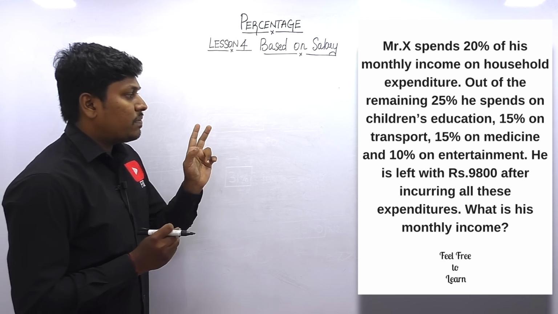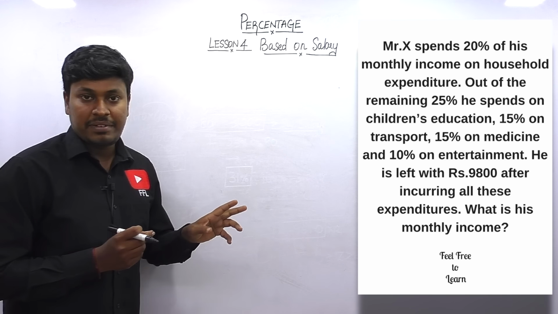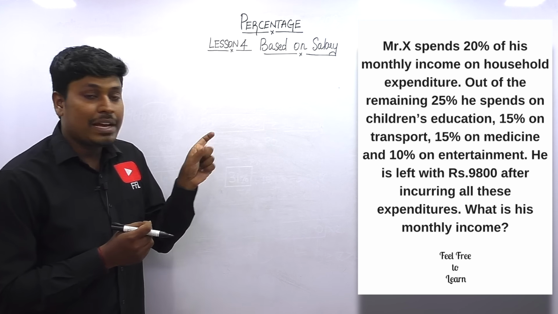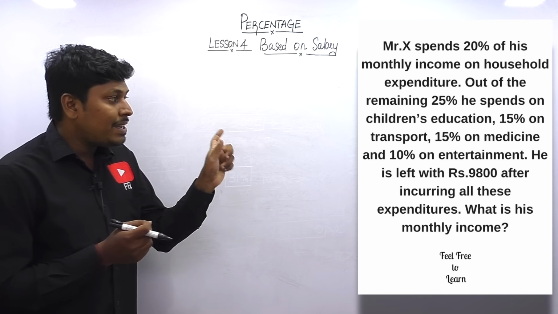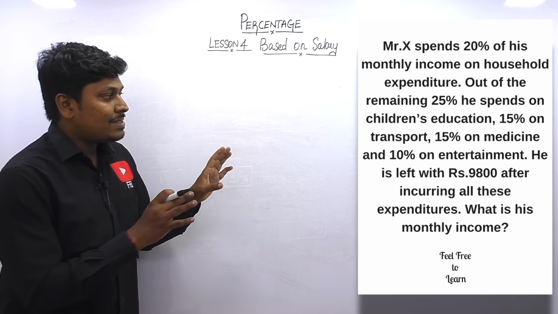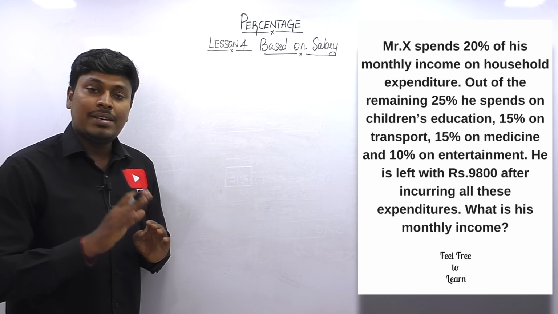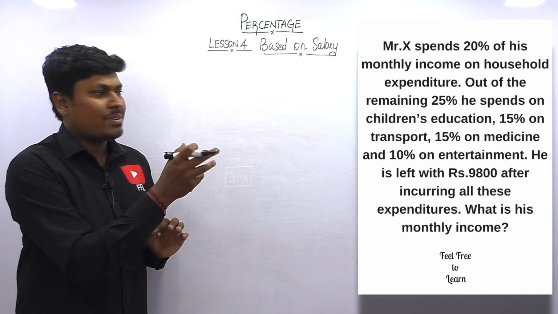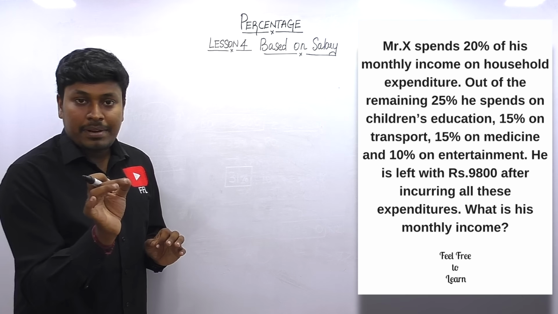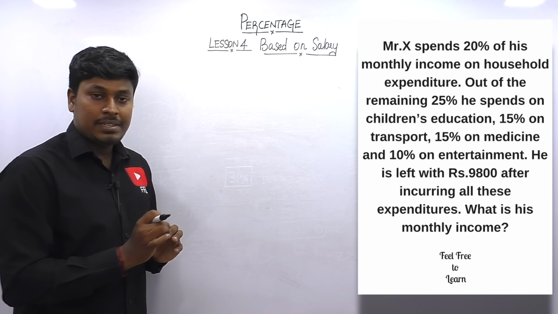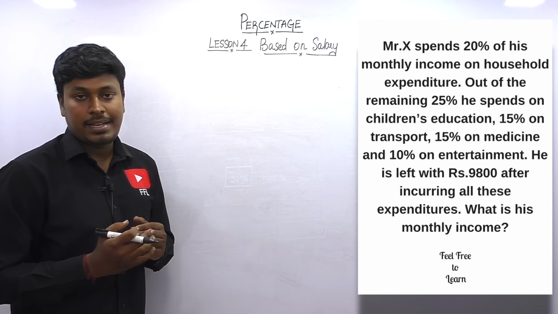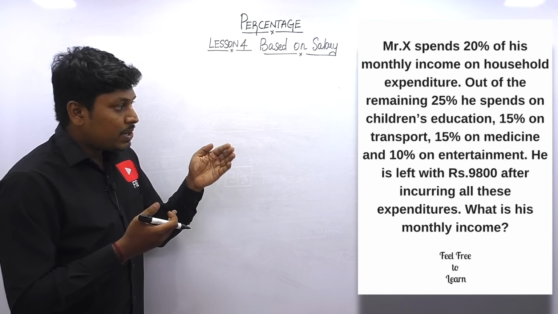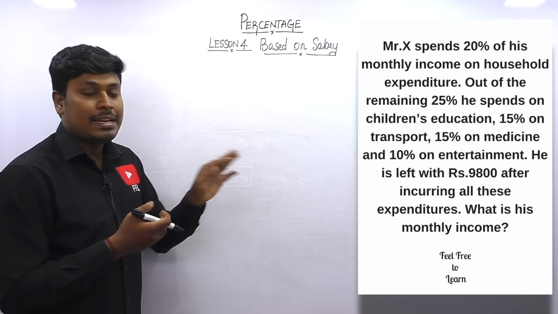So listen here friends, it's one of the most important questions for all competitive exams. Why are we saying this question is most important? Because in this question we find the word remaining. So remaining plays a major role in this question. So what are they saying and what is our target? Our target is to find the monthly income of Mr. X. Initially, from the total amount, he is spending 20% on household. And listen to the word carefully: after spending this 20%, from the remaining, he is spending 25% on children, transport, medicine and entertainment.